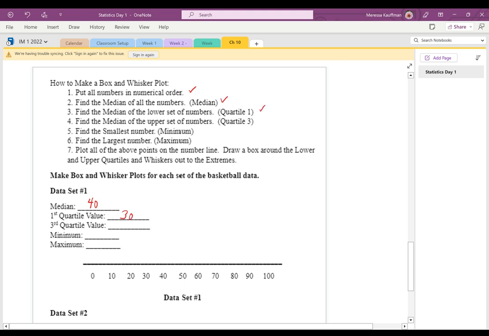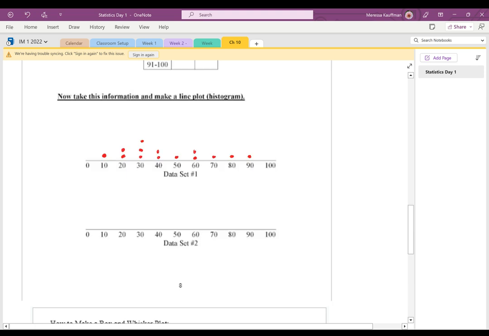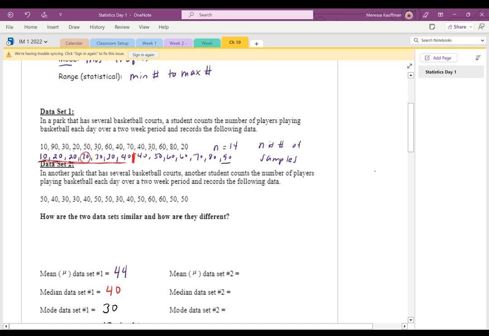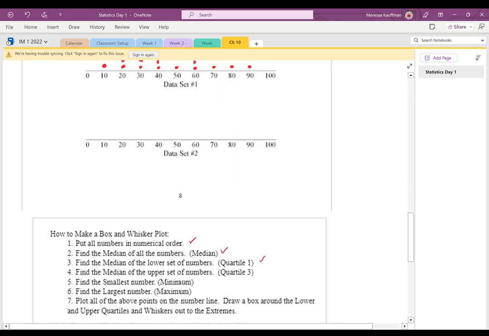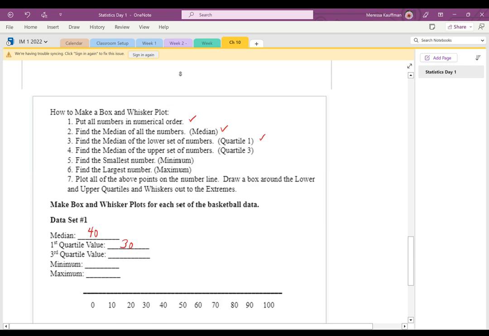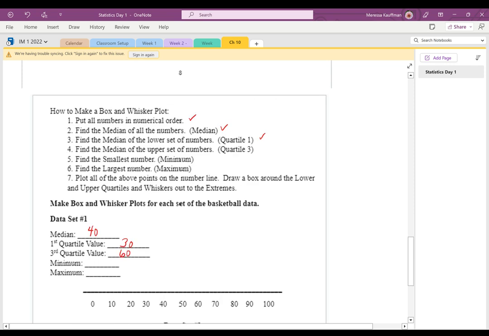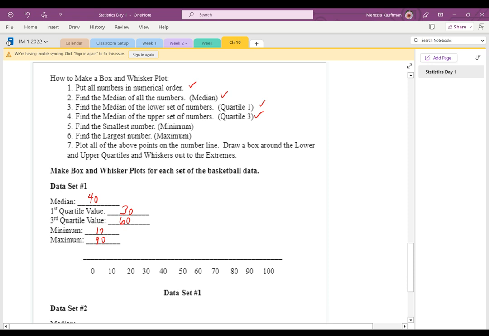Done and done. Now for the median of the upper set of numbers, that's quartile 3. Let's go back to our data set. Again, I have 1, 2, 3, 4, 5, 6, 7. And remember that number 4 was our median, which is 60. So I'm going to go back down here and write 60. Done. What's the smallest number? That was 10. What's our largest number? That was 90.